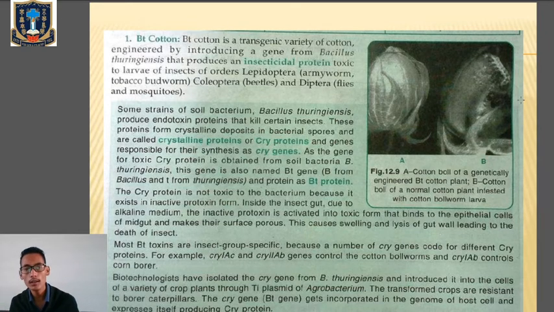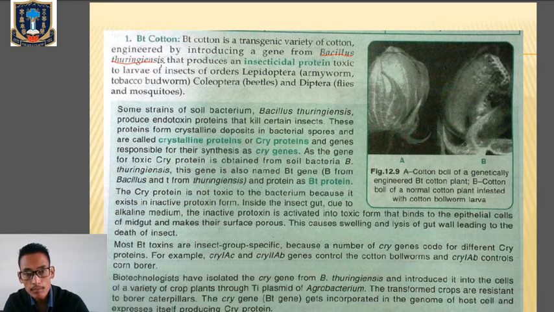So its genes have been altered by the transfer of genes from a related species. BT cotton is a transgenic cotton, and it has been engineered by introducing a gene from Bacillus thuringiensis. This is very important. This particular cotton has been produced by engineering a gene from the bacterium called Bacillus thuringiensis.